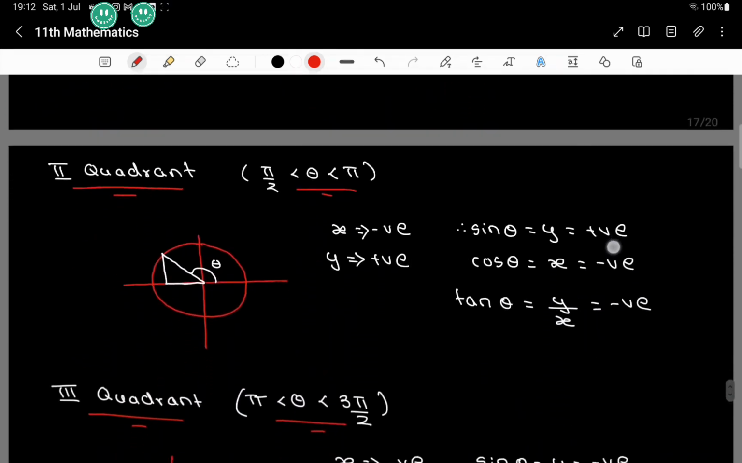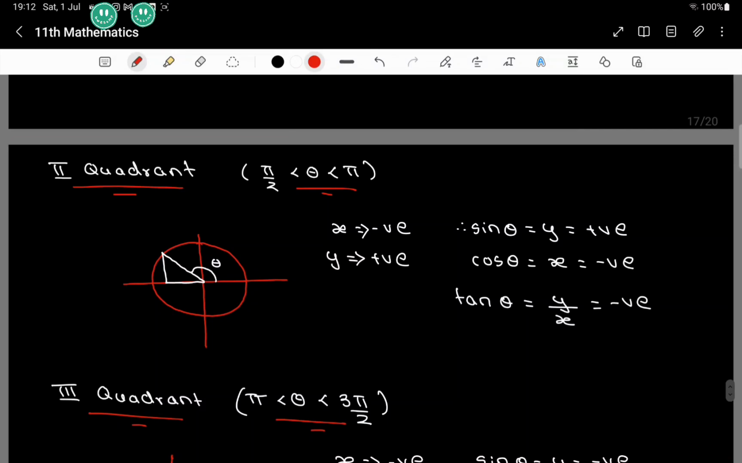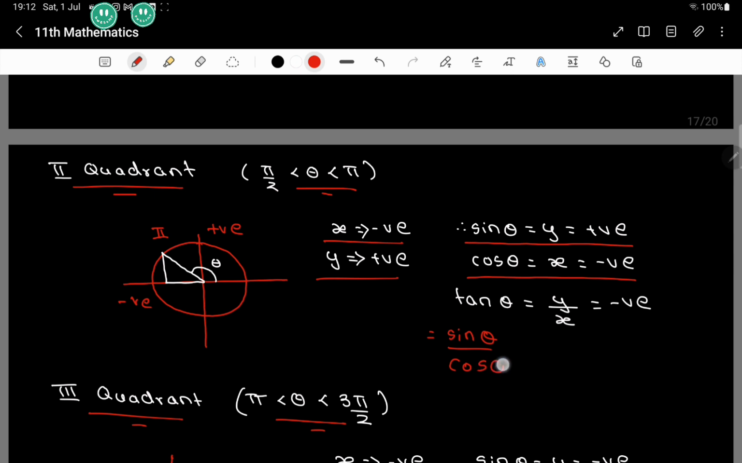Okay, now let's move on towards the second quadrant. In the second quadrant, we can clearly see that x is negative but y is positive. Therefore, sine theta, which is equal to y, is positive, and cos theta, which is equal to x, is negative. Now tan theta, which is sine theta upon cos theta, is y upon x, and since x is negative, tan theta becomes negative. So in second quadrant, we have sine theta positive, cos theta and tan theta both negative.